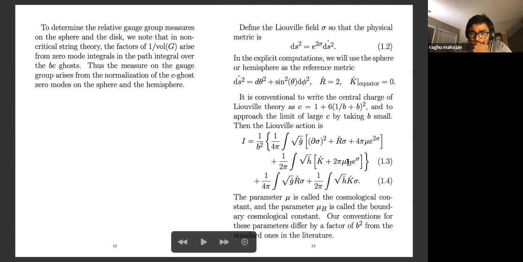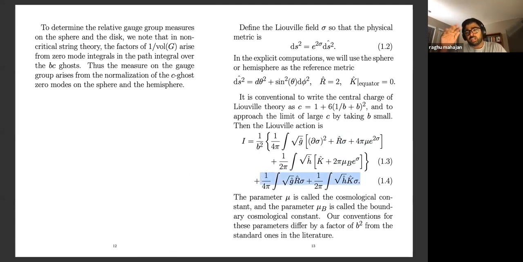Okay, so there's a boundary cosmological constant, there's a cosmological constant, there's a linear dilaton term. And it's important to keep these order 1 terms in equation 1.4. They come from the fact that the Q in Liouville is 1 over b plus b. So if we pull out a b, it's 1 over b squared plus 1. So these are the pieces that are left over from the +1 piece in the Q.